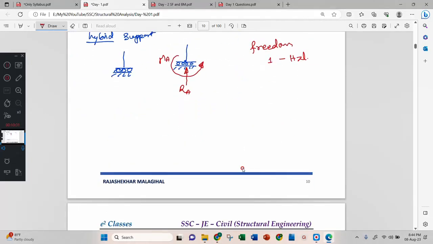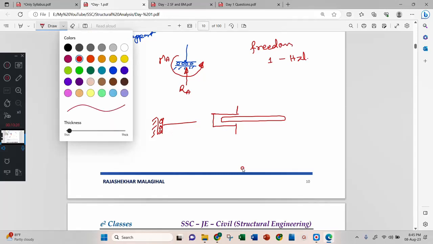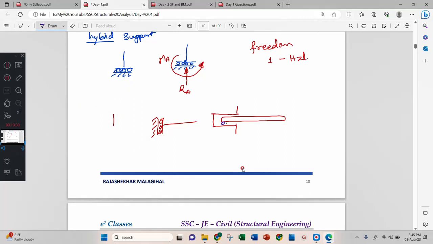And we have another hybrid support, which is the same thing. You can show it here also. This is also the same hybrid support. And another hybrid support is something like this. This is your member. Now inside I will be providing rollers. This is another type of hybrid support.